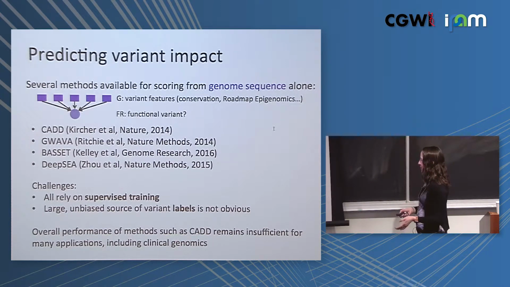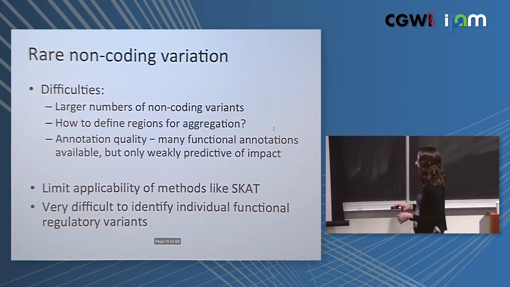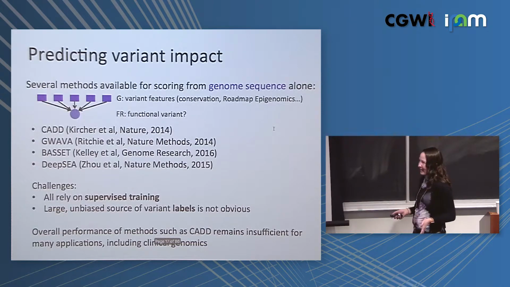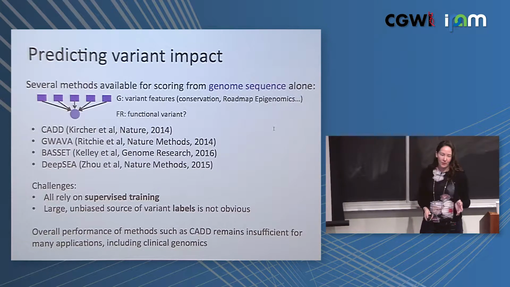Because we don't know much about which regulatory variants are actually functional, because we're so limited currently, it is very hard for us to construct a training set that doesn't come with some sort of bias. Again, I'm not going to provide a ton of background for this, but overall, the performance of these methods, while I think very promising, remains insufficient for some applications, including the ultimate goals of clinical genomics.